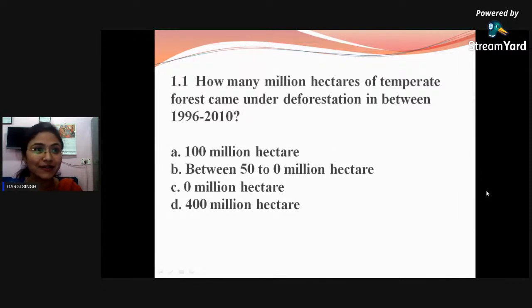I want the answers quick. Shreya says it's C, 0 million hectares. Chandrani is also saying C, good. Khagesh says A. Shreya Singh also says C. Those who are saying 400 million hectares need to learn again how to retrieve the information. Maximum of you are saying option C, and that's great. Let's see the answer.